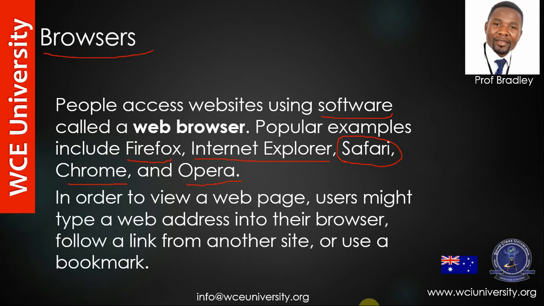In order to view a web page, users might type a web address into their browser, follow a link from another site, or use a bookmark. To bookmark means to record the kind of site that you want to be looking at. But then let's look at the browser, follow a link from another site. Now look at the word address. So we're saying that a website is an address, a location. We talk about an address, talking about a location.